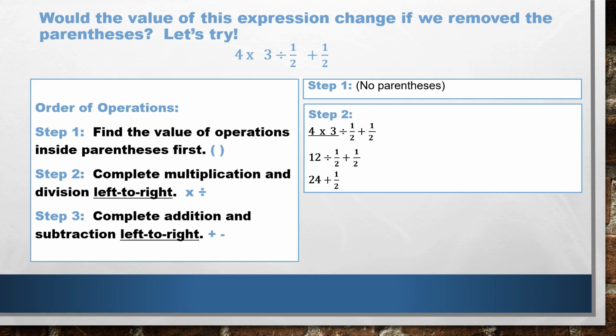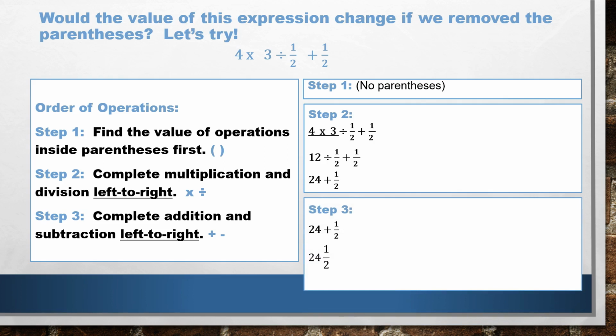Now we're ready for Step 3. Step 3 is to complete addition and subtraction left to right. We only have one operation left, and that's addition. 24 plus 1/2 is equal to 24 and 1/2. Notice that even when we removed the parentheses from this problem, this expression still had the same value, 24 and 1/2. But is that always the case?